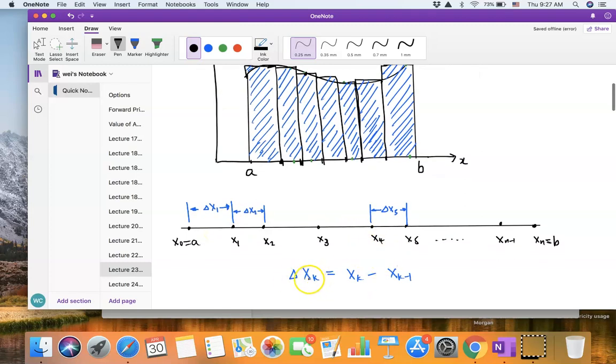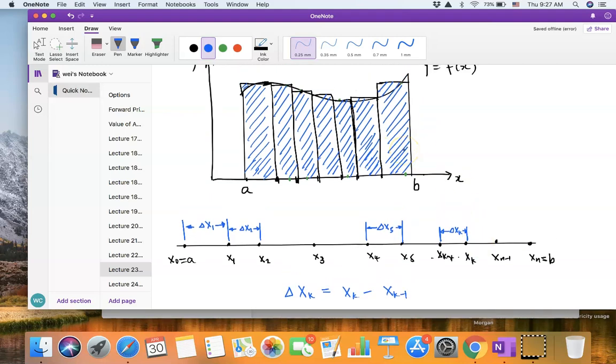So delta x sub k will be the length of the kth subinterval. Like here we have x sub k minus 1 and x sub k. So the length of this subinterval we call delta x sub k.